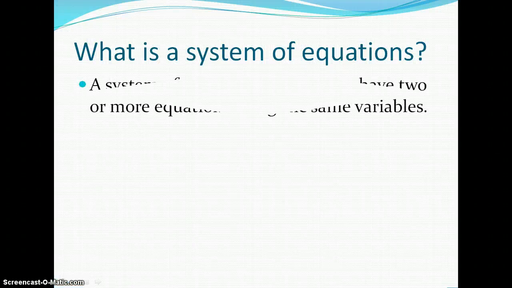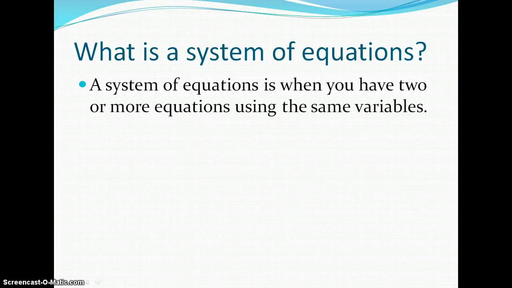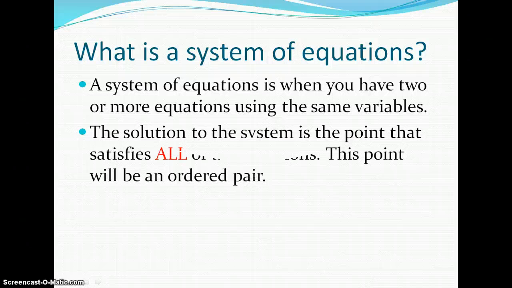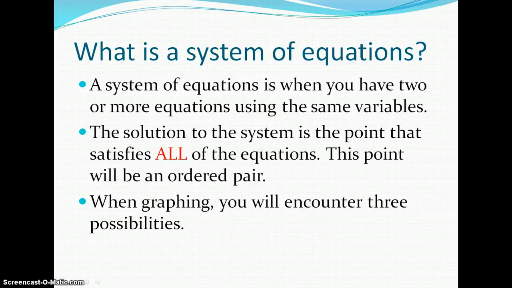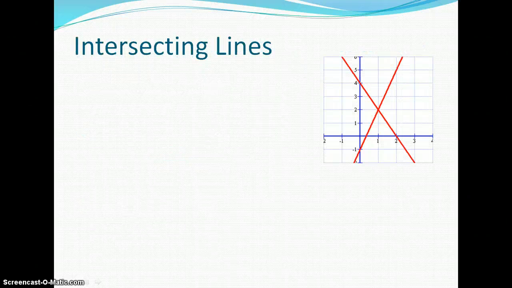What is a system of equations? A system of equations is when you have two or more equations using the same variables. The solution to the system is the point that satisfies all the equations. This point is written as an ordered pair, (x, y). When graphing, you will encounter three different possibilities when you have two linear systems. So let's take a look.